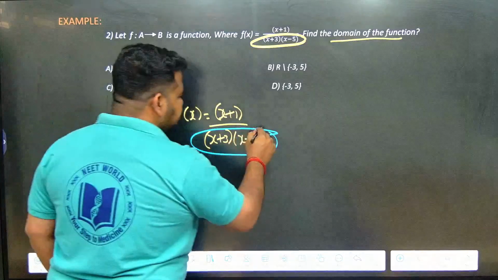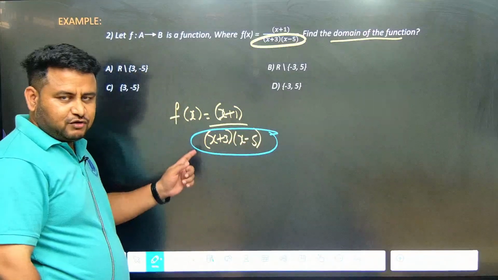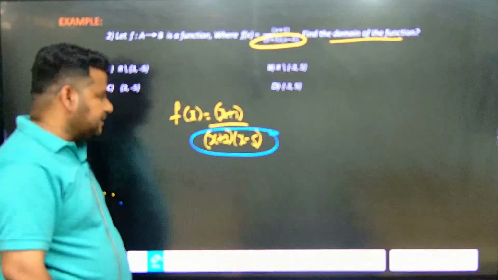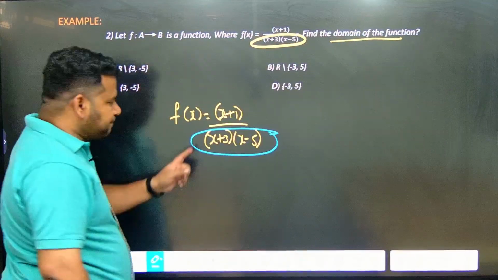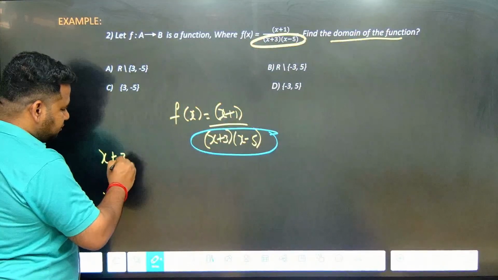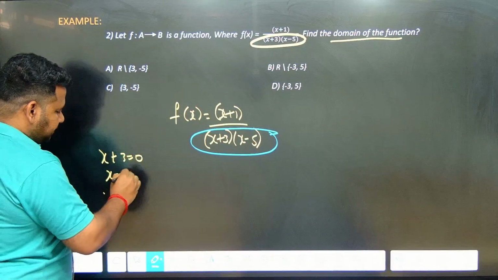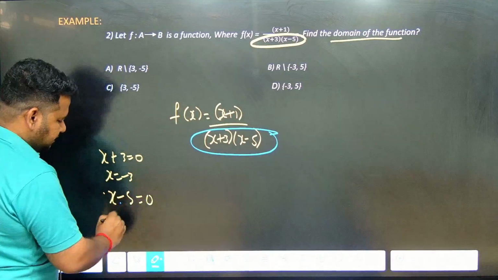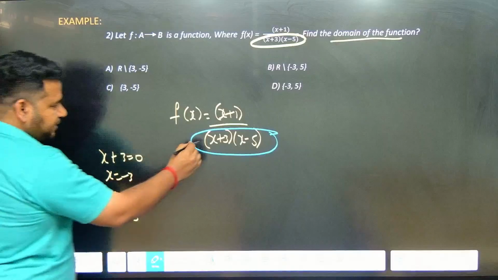So if we consider this denominator, I told you, if you are having 1 by f of x, this f of x should not be equal to 0. That means, if I take x plus 3 equal to 0, x will become minus 3. If I take x minus 5 equal to 0, I will get the x value as 5.